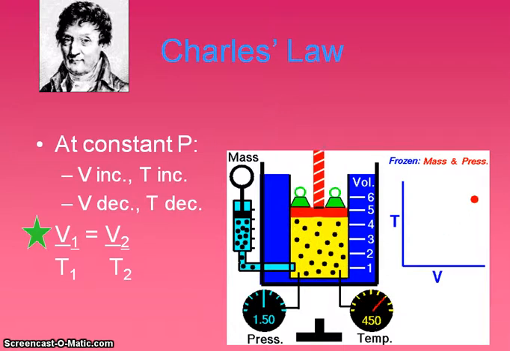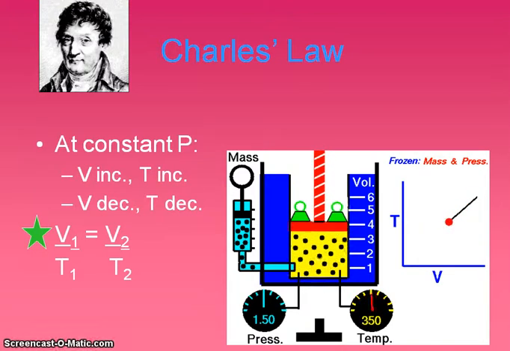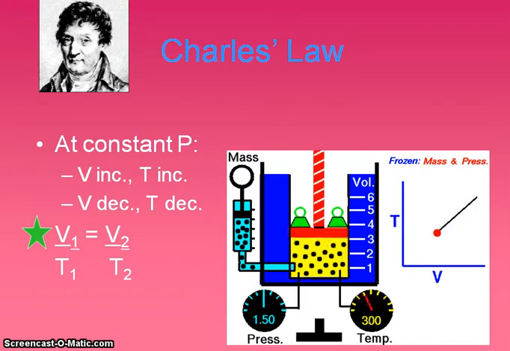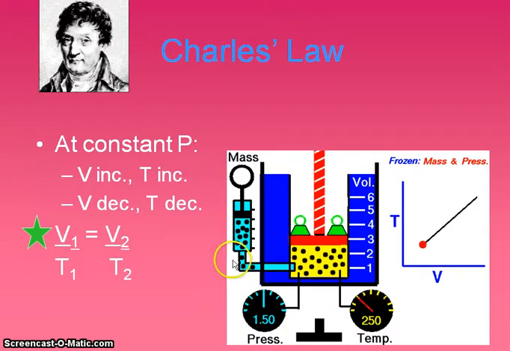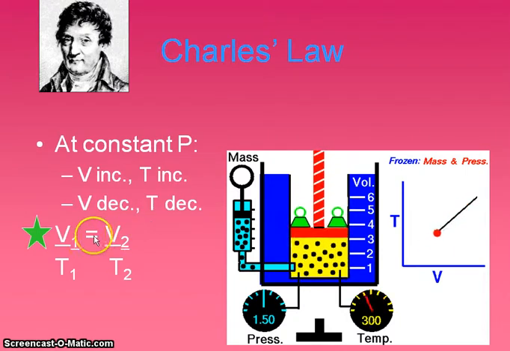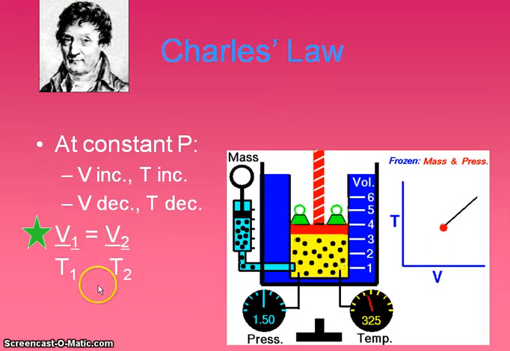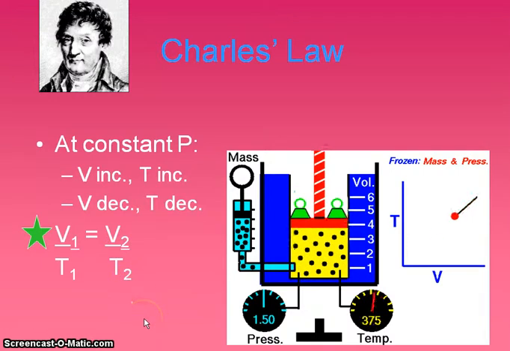Chapter 12, Section 2, Part 2 begins with Charles's Law. With Charles's Law, it's going to compare volume to temperature when pressure is kept constant. You'll see that volume and temperature are directly proportional with each other. So as one goes up, the other goes up as well. If one goes down, the other will go down. And our equation that we'll be using is V1 over T1 equals V2 over T2.